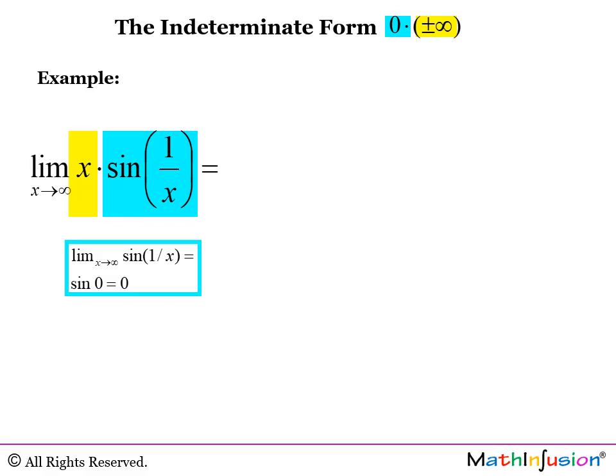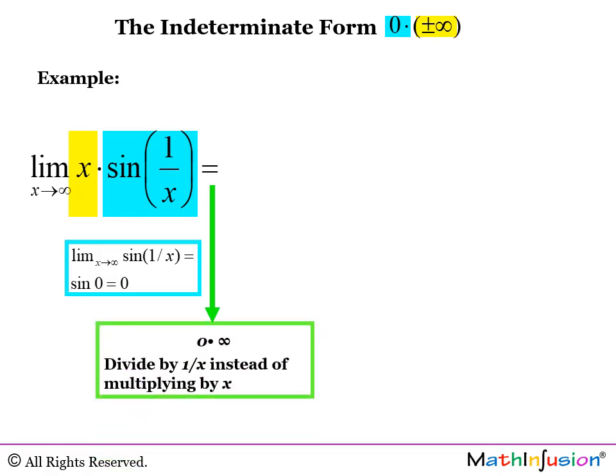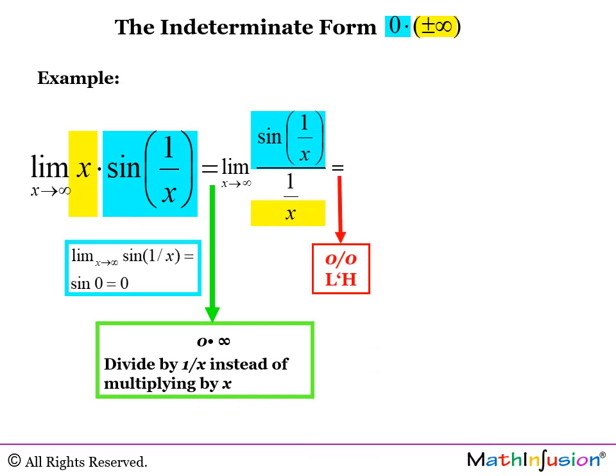So here again I'm going to do exactly as before. I'm going to divide by 1 over x instead of multiplying by x as I have right now. And I get that. Now the form here is 0 over 0, so I can go ahead and use L'Hopital's rule.